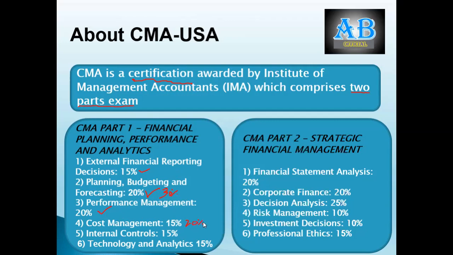Now it's changed. Internal controls 15%, and this section is a newly added section whose weightage is 15%: technology and analytics. Technology and analytics is the new addition in the CMA Part 1 exam. Planning, budgeting, forecasting, and cost management exam weightage is reduced, but its syllabus doesn't change. But the deleted portion is from internal controls, and from here, the internal audit section.